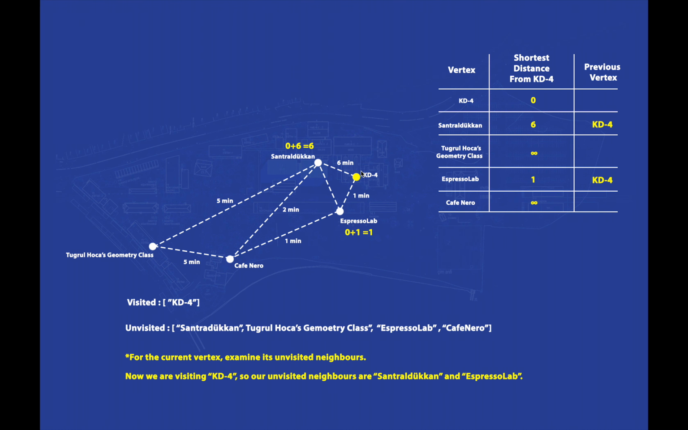Our second rule is, for the current vertex, examine its unvisited neighbors. Our neighbors are Central Dükkan and Espresso Lab. Central Dükkan is 6, so I write 6 and the previous vertex is KD4. Here we can see Espresso Lab is 1. We update it with the value 1 and write KD4.